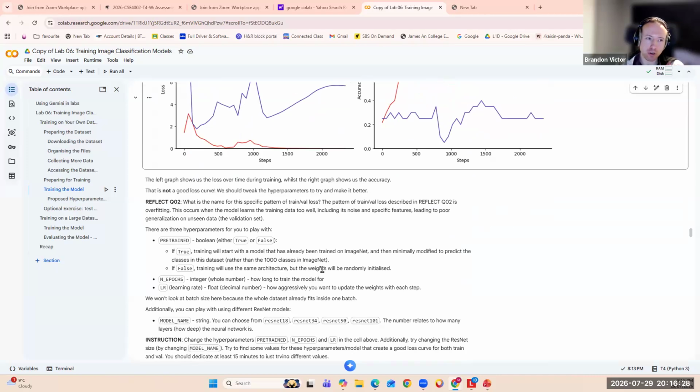Pre-trained, number of epochs, linear rate: those are hyperparameters. Remember, parameters are what the computer chooses, and hyperparameters are what you choose. So if you've chosen what pre-trained should be, that means it's a hyperparameter. Oh, okay. And so pre-trained means the model has been pre-trained.